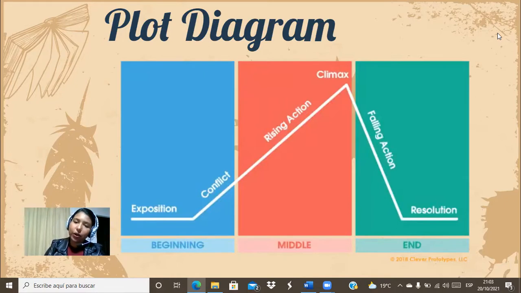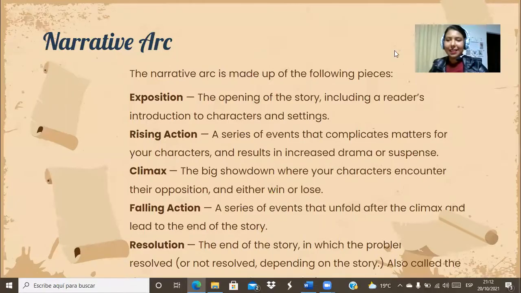So guys, now we're going to develop a little bit more each one of these components, okay? So let's move. So as you can see, guys, the narrative arc is made up of the following pieces, okay? First, we have the exposition. It is said that it is the opening of a story, including a reader's introduction to characters and settings. Okay, what does it mean?